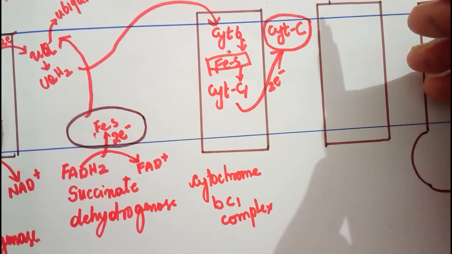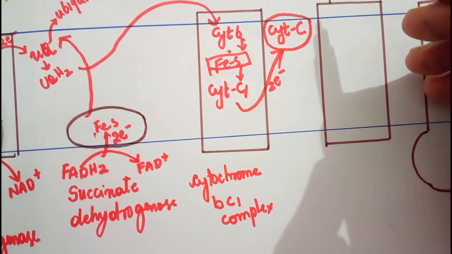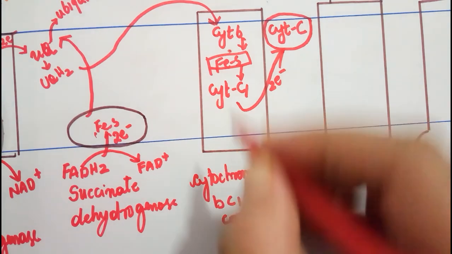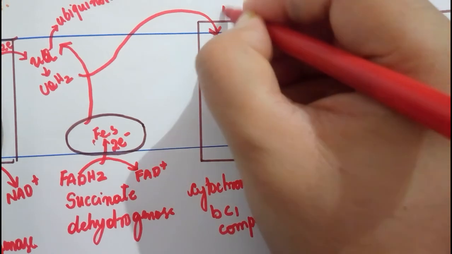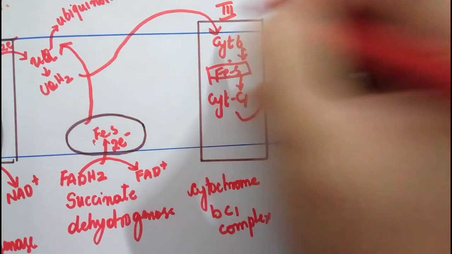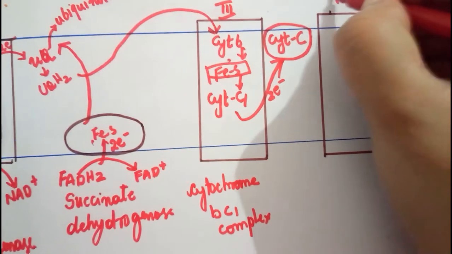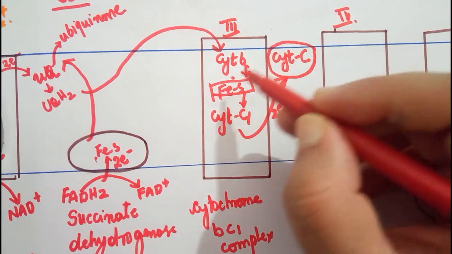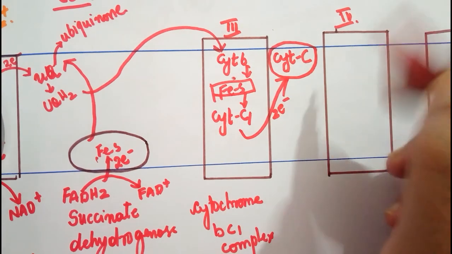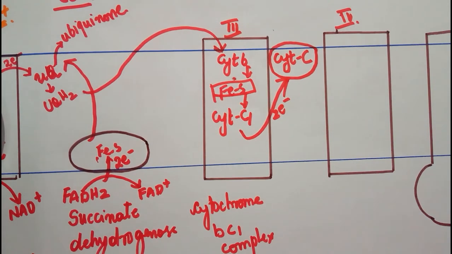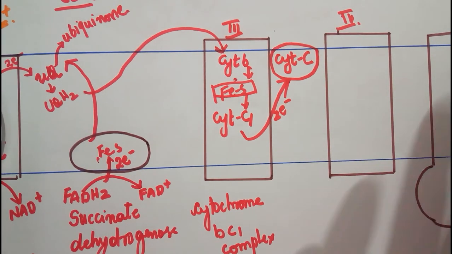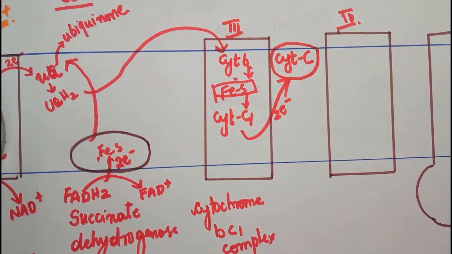Now this cytochrome C is a mobile electron carrier. It's a mobile electron carrier between complex 3 and complex 4. See, questions can come just like this. The question is going to be, which of the following is a mobile electron carrier between complex 3 and complex 4?